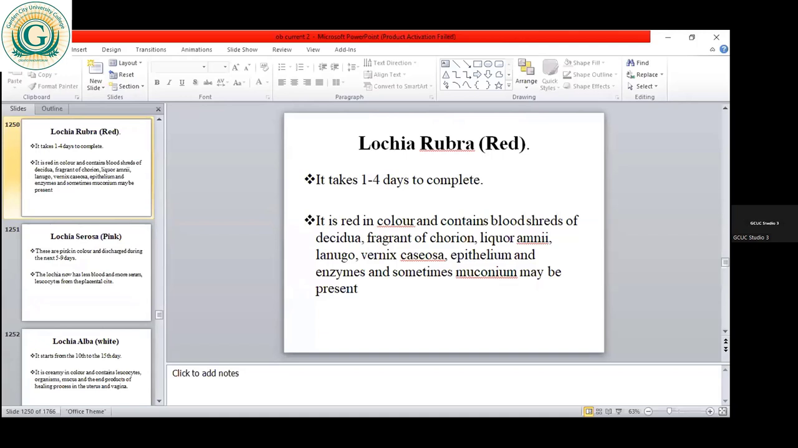From 1 to 4 days, it should complete, then change, and the blood should stop coming. The color is red, as we said; blood is inside, along with fragments of chorion, decidua, lanugo, vernix, epithelial cells, and enzymes. Sometimes there is meconium from the baby, as the baby passes some stools. We call it rubra. At 4 days it is complete, then you move on to serosa.